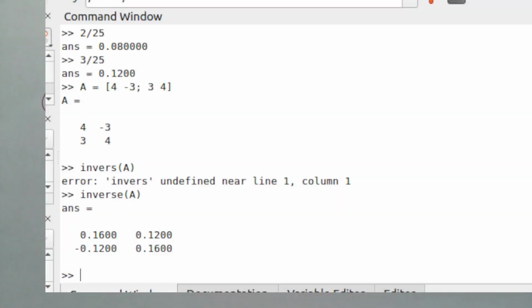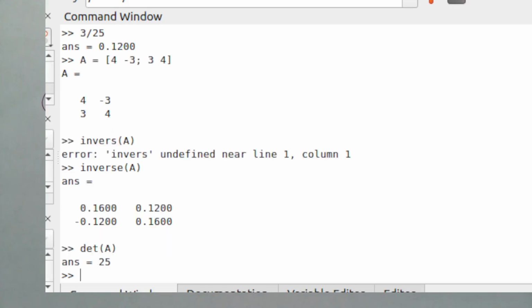Another important item with matrices that we need to know is what the determinant of a matrix is. And the determinant of a matrix that's representing a complex number is simply the length of that complex number as a vector in the complex plane.